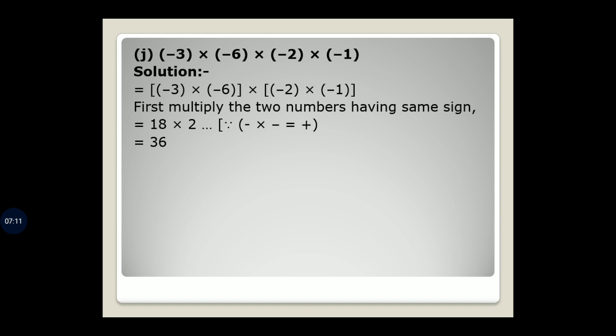Now J1, minus 3 into minus 6 into minus 2 into minus 1. Solution for this is, let us group again here. Minus 3 into minus 6 gives you 18 and minus 2 into minus 1 gives you 2. That is 18 into 2 gives you 36.